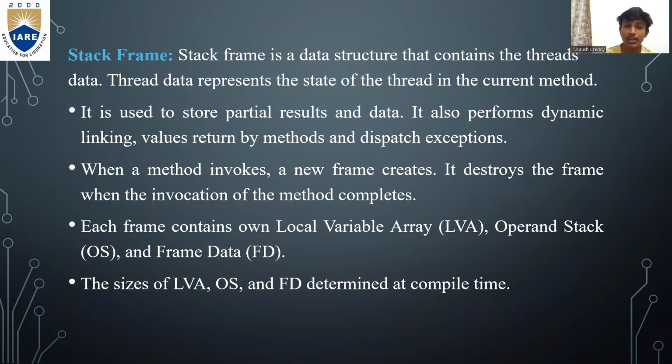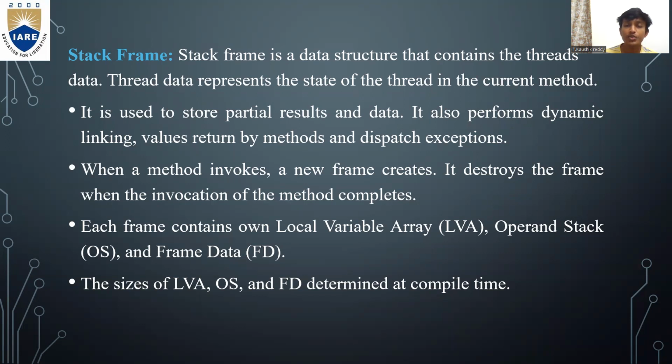Next, stack frame. A stack frame is a data structure that contains the thread's data. Thread data represents the state of the thread in the current method. It is used to store partial results and data. It also performs dynamic linking, return values for methods, and dispatching exceptions. When a method is invoked, a new frame is created. It destroys the frame when the invocation of the method completes.